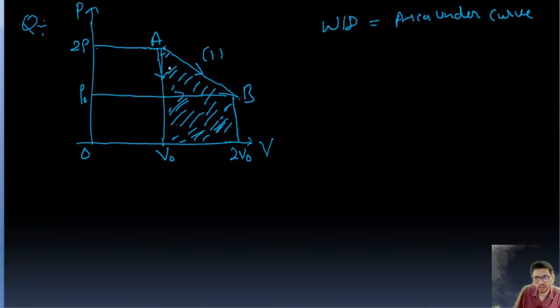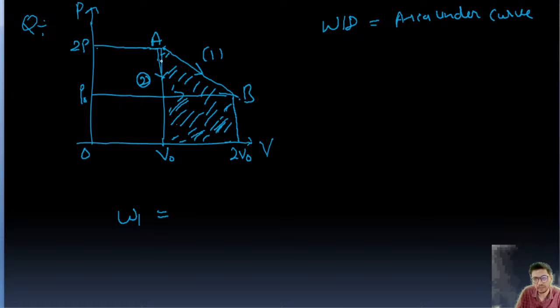These are two paths. We'll find the work done by this path and the work done by this path, and then compare which work done is greater. This is path 1 and this is path 2. Path 1 work done we represent by W1, and path 2 work done by W2. So W1 is the work done going from A to B by path 1, and it is the area under the curve.